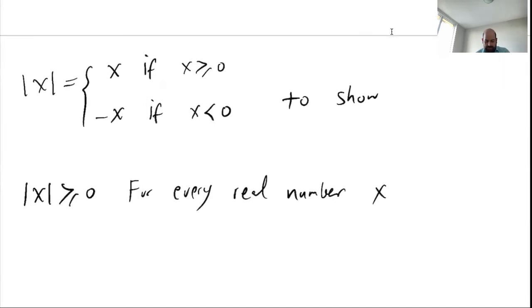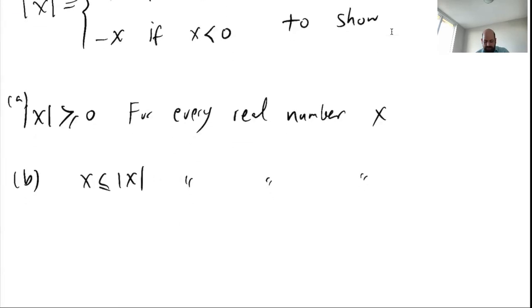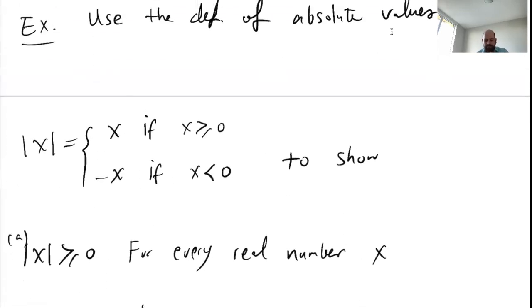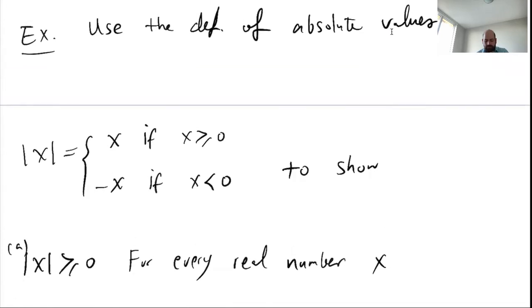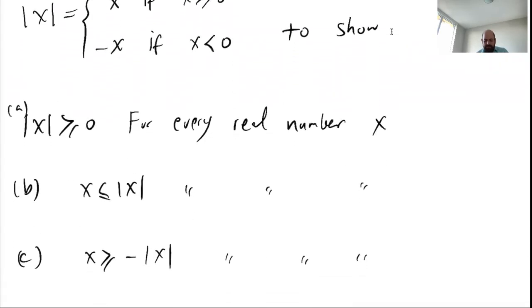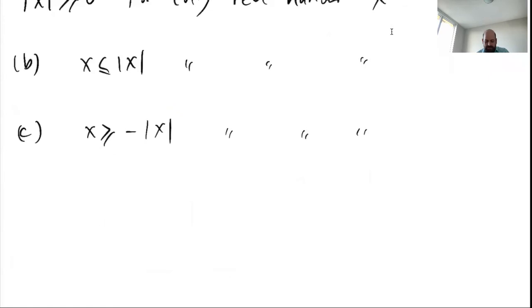So let's say this is part A, and part B: x is less than or equal to absolute value x, again for every real number x. And part C: x is bigger than or equal to minus absolute value x for every real number x. Okay, so let me do part B, for example, and parts A and C I'll leave as exercise.